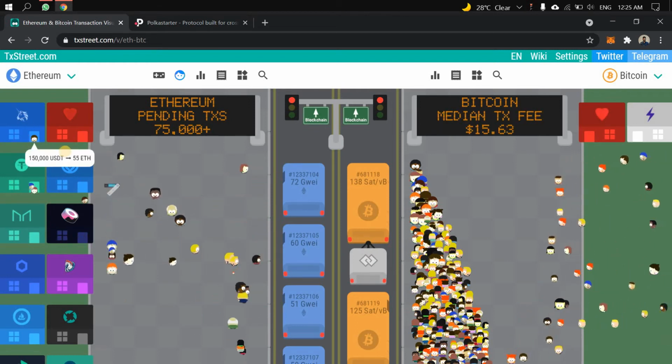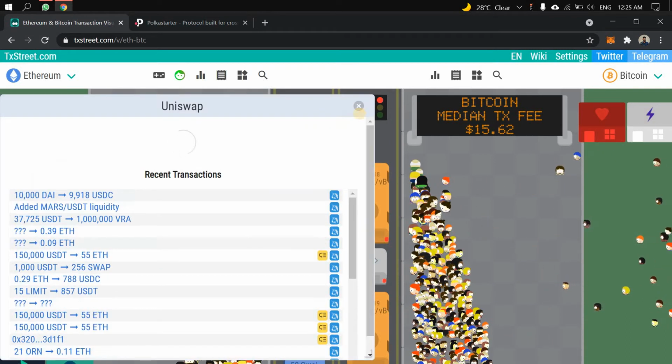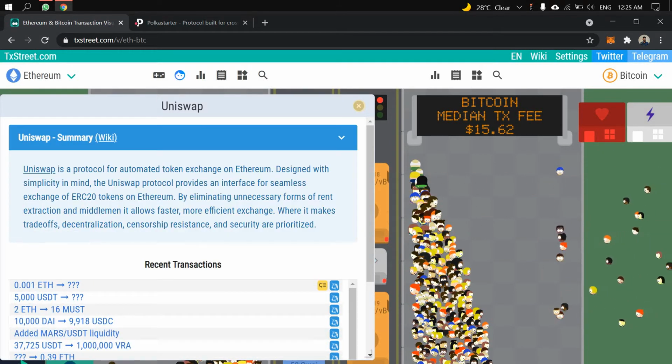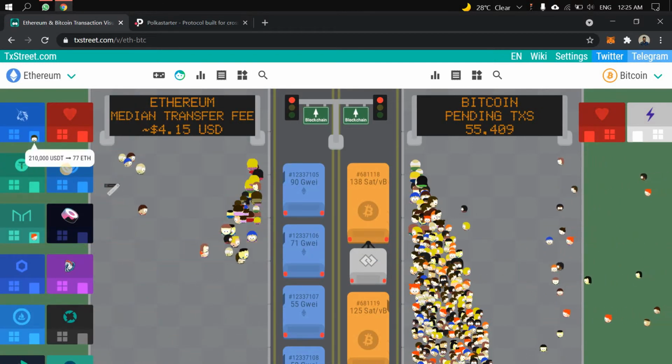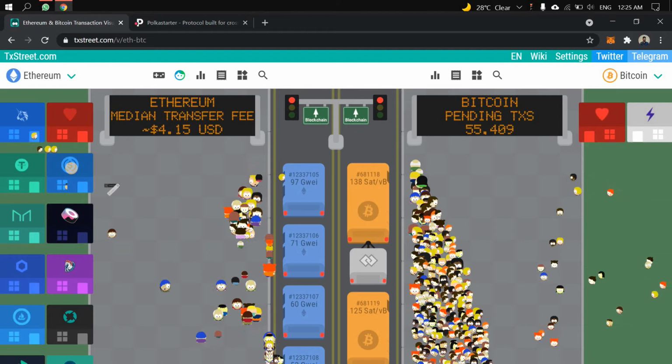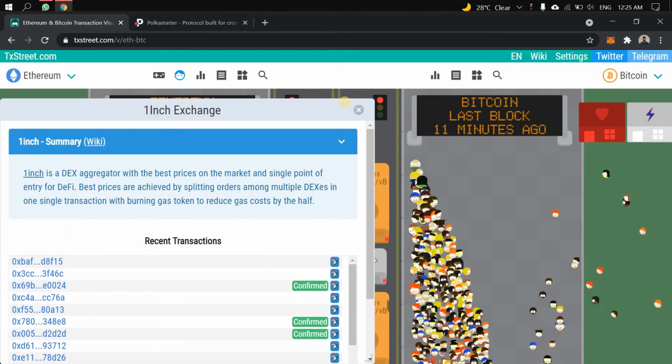For example, the highest volume is coming from Uniswap. You can even click there so that you can know what exactly that exchange is. And this is the Tether, and this is I think USDC, and what is this? I think this is 1inch exchange.